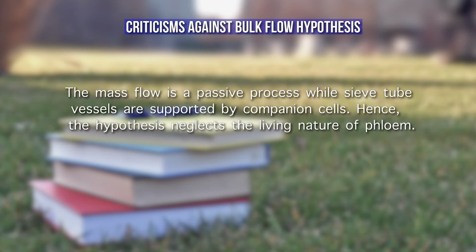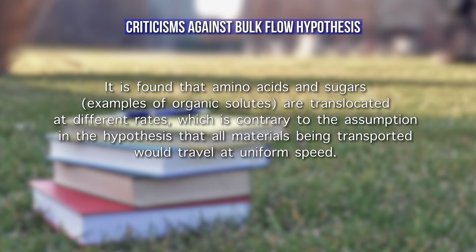And what are these criticisms? Mass flow, we could see, is a passive process, and here what we see also is that sieve tube vessels are supported by companion cells, and companion cells are also having the particular ATP. In the same way, amino acids and sugars are also translocated. Along with sugar, amino acids do not have the same rate of translocation. Another interesting criticism is that when we say bulk flow, it is always from the source to the sink, so it is unidirectional. But actually phloem may show bidirectional or multidirectional movement of sap.